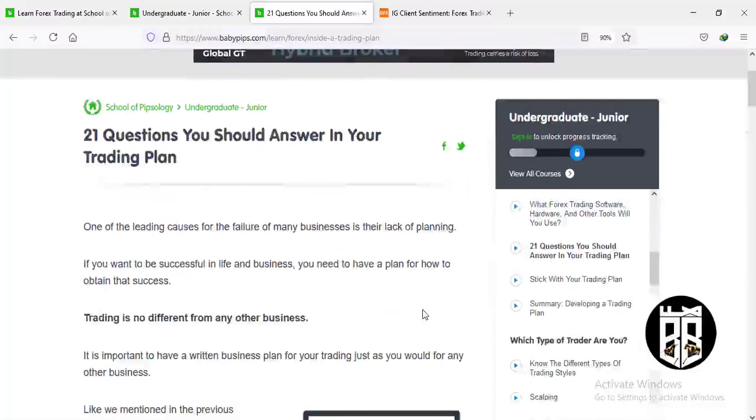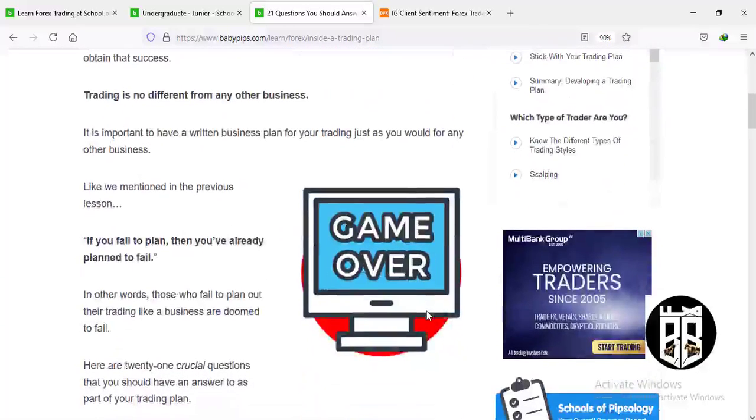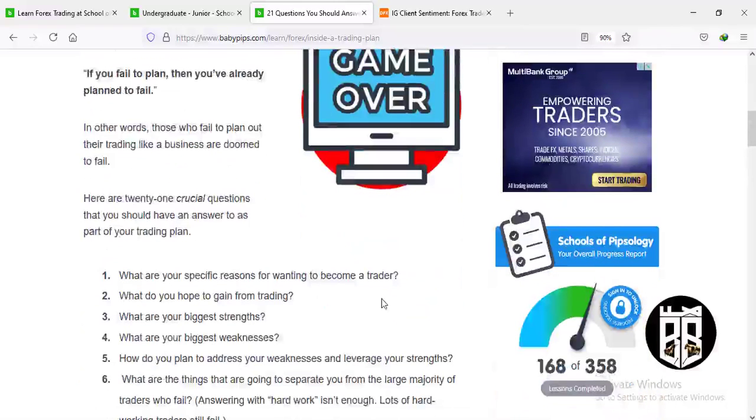Now, a trader who doesn't have a trading plan is just like a businessman who doesn't have a business plan. What are you going to do? How are you going to make success? It's very difficult. You hit rock bottom and never rise up. Trading is no different from that. For you to be successful, you have to plan. If you fail to plan, then you've already planned to fail. I don't want that to happen to you.